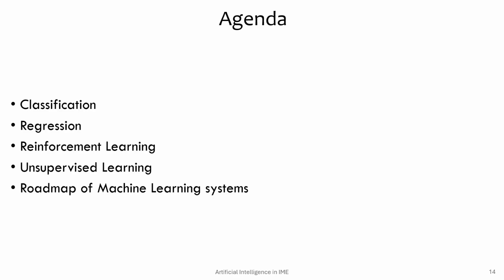We have covered various topics, from learning in AI systems to the different kinds of learning, like inductive learning and deductive learning. Then we started talking about the different kinds of machine learning systems. Today we will start by introducing classification, supervised machine learning systems, reinforcement learning, and unsupervised learning, and finally we will discuss a roadmap of machine learning systems.